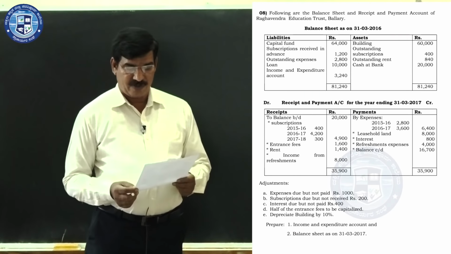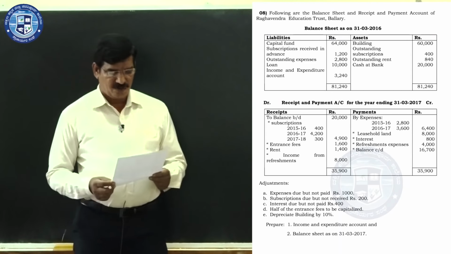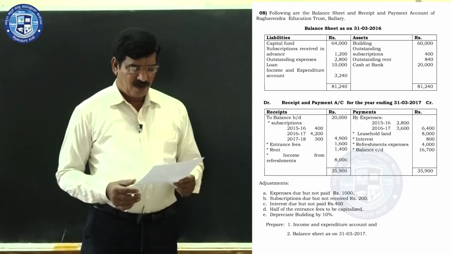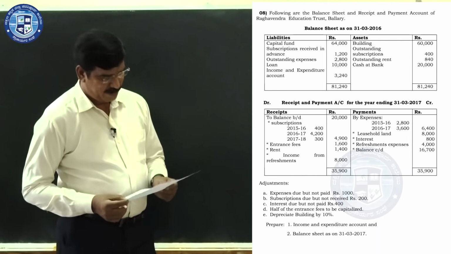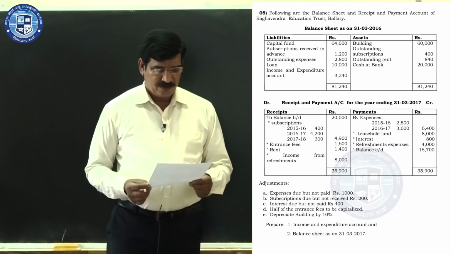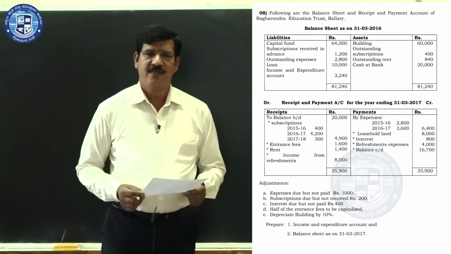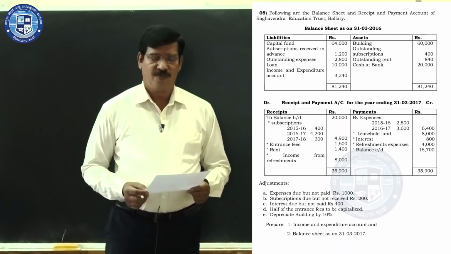Cash at bank is given as 20,000. The same amount has been written again here in the receipts and payments account as the balance brought down. So the two effects are over. We need not write them again either in the income and expenditure account or in the balance sheet. Now look at the subscription. 2015-16 is given, 2016-17 is given, 2017-18 is given. 2015-16 will go to the opening balance sheet.